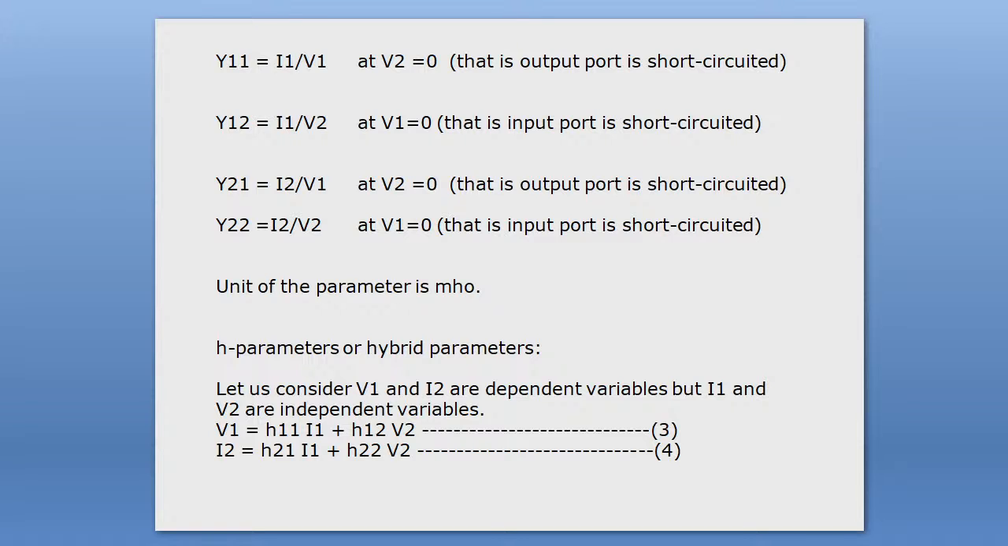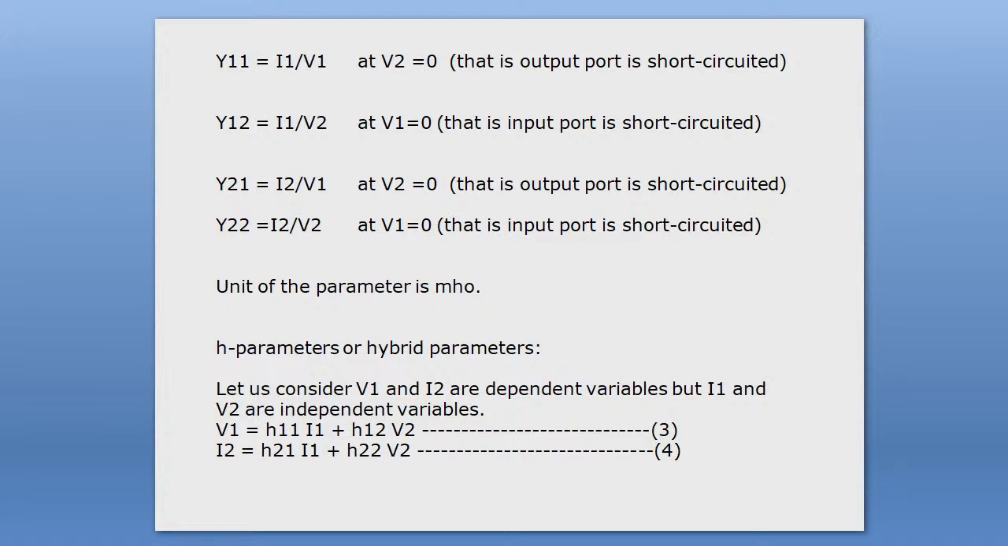In previous two cases, when we have calculated Z parameters and Y parameter, admittance and impedance parameter, that time we have considered either port 1 or port 2 voltage are independent or dependent. On the other hand, I1 or I2 are dependent or independent, like this. Okay, but in this case we have considered voltage and current both as independent variable and also dependent variable.